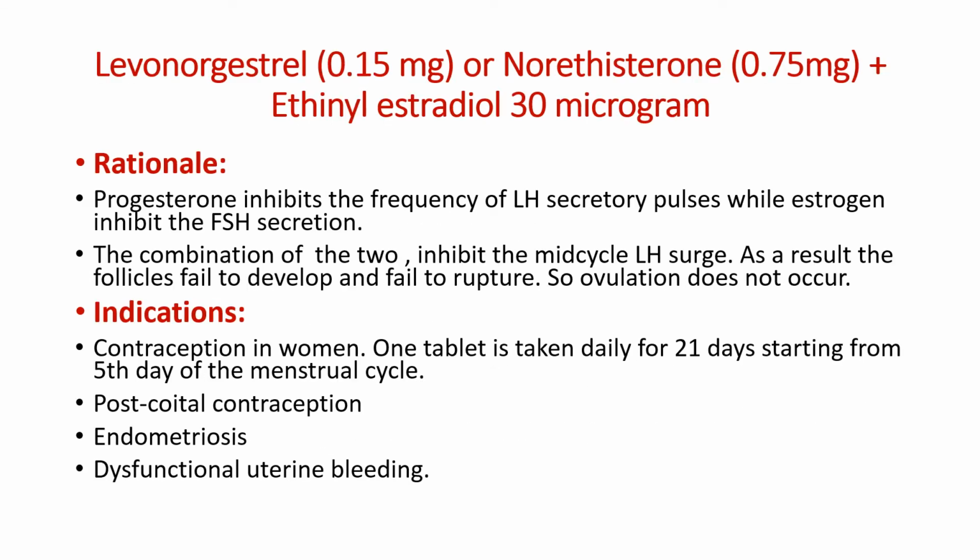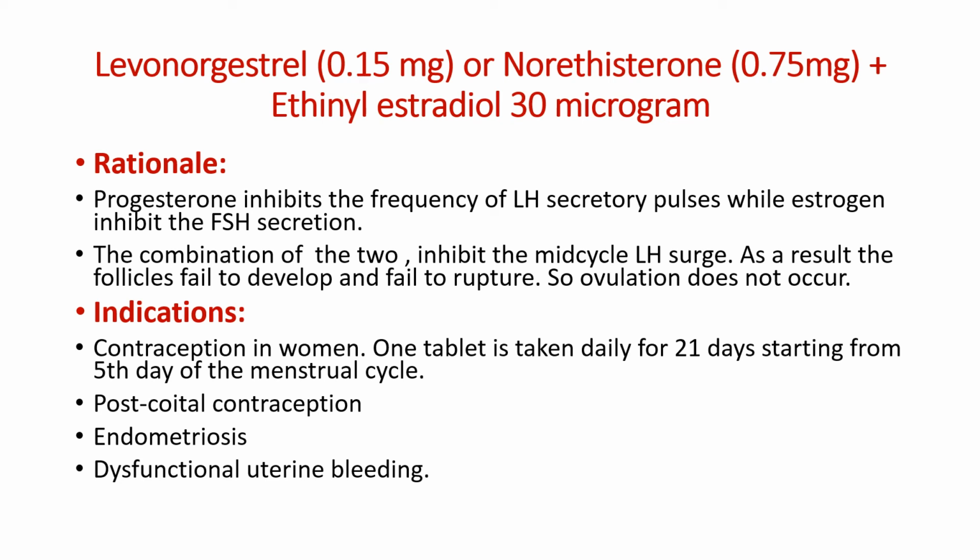Okay, moving towards the next FDC, that is the combination of levonorgestrel 0.15 milligram or norethisterone 0.75 milligram plus ethinyl estradiol 30 microgram. Rationale behind combination: progesterone inhibits the frequency of LH secretory pulses while estrogen inhibits the FSH secretion.